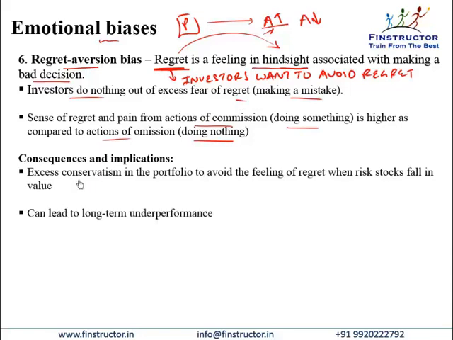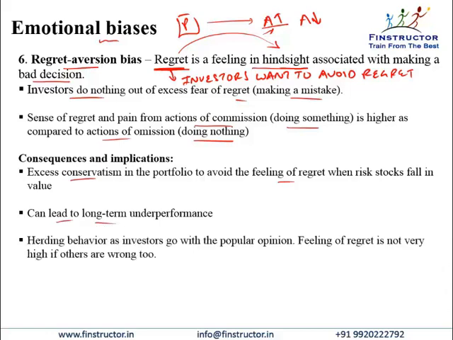It leads to excess conservatism in the portfolio to avoid the feeling of regret when stocks fall. It can lead to suboptimal allocations and long-term underperformance. Regret aversion, very interestingly, is increasingly leading to herding behavior in the markets. So all investors want to go with the popular opinion, because even if this popular opinion goes wrong, everybody has gone wrong and the feeling of regret is not very high.